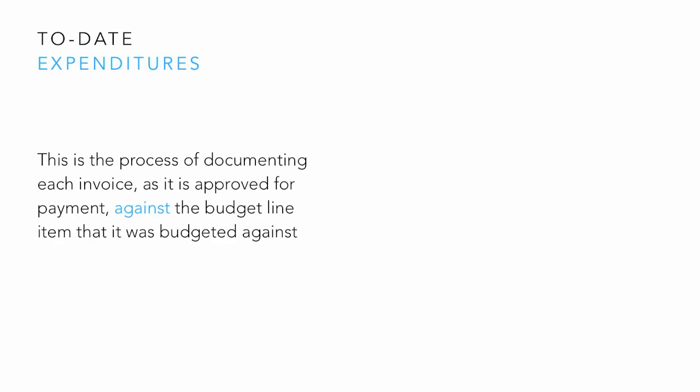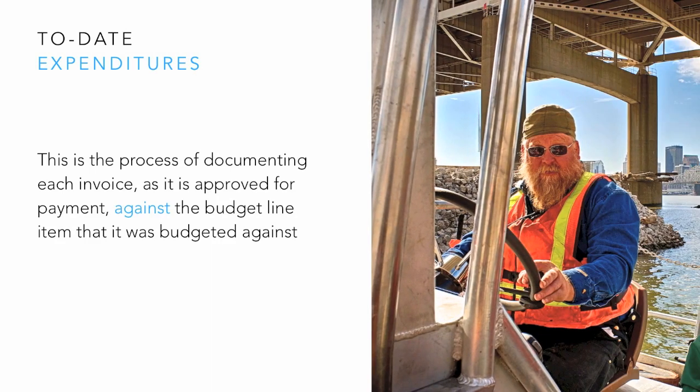To-date expenditures. This is the process of documenting each invoice as it is approved for payment against the budget line item that it was budgeted against. Compare to-date expenditure data with the reports from accounting. Although they will not match up on a month-to-month basis, they provide you with documentation to verify the accuracy of the cost tracking reports.